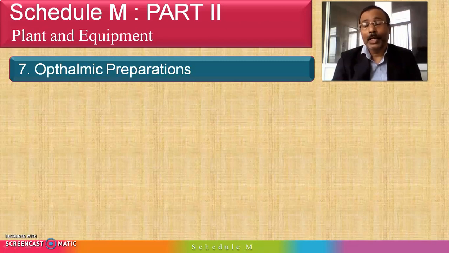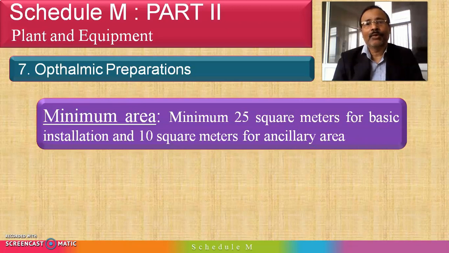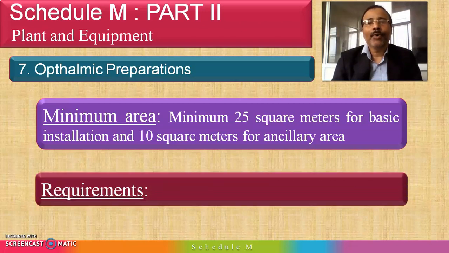It is a separate enclosed area and air lock arrangement. Now we will check out the minimum area which is required for ophthalmic preparation. That is, it should have a minimum of 25 square meter for a basic installation and 10 square meter for ancillary area.